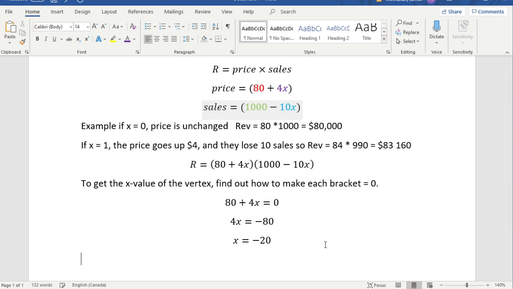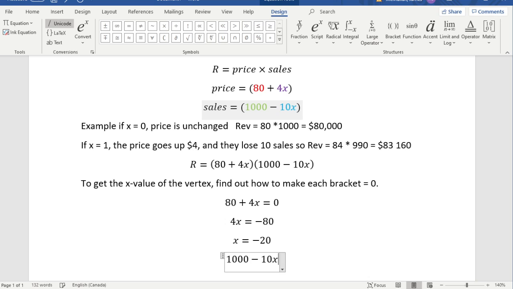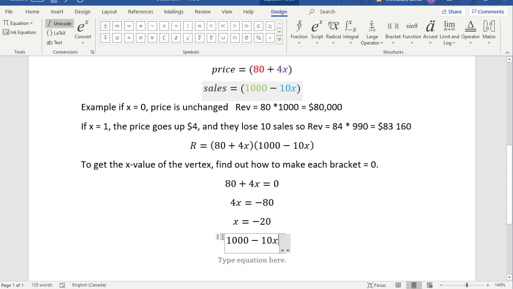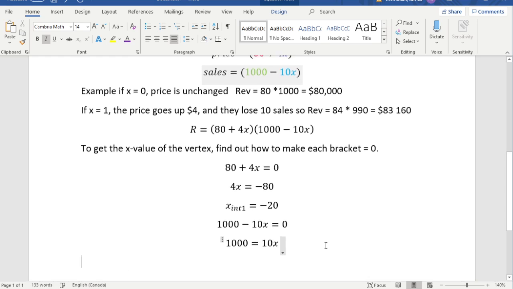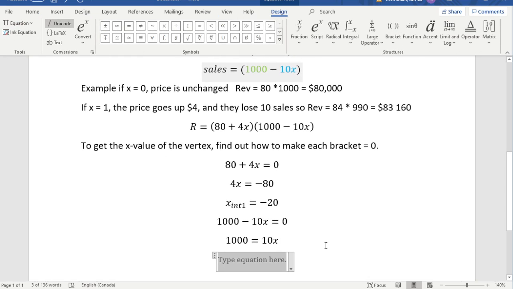The other bracket is 1000 minus 10x, and we're going to set that equal to 0. So let's call this x-intercept number 1. Here we're going to go 1000 equals 10x, so we're going to divide both sides by 10, and we get 100 equals x. We're going to call this x-intercept 2.